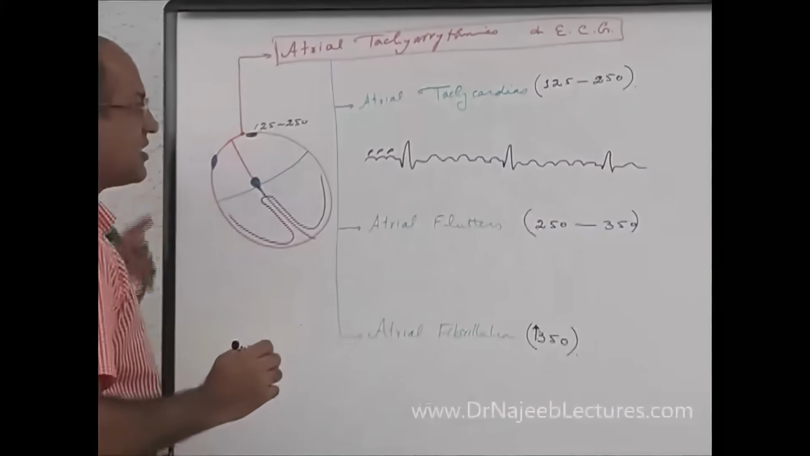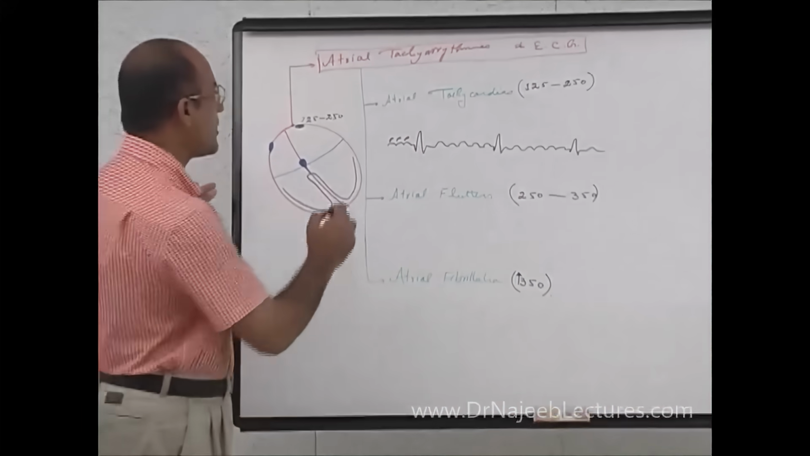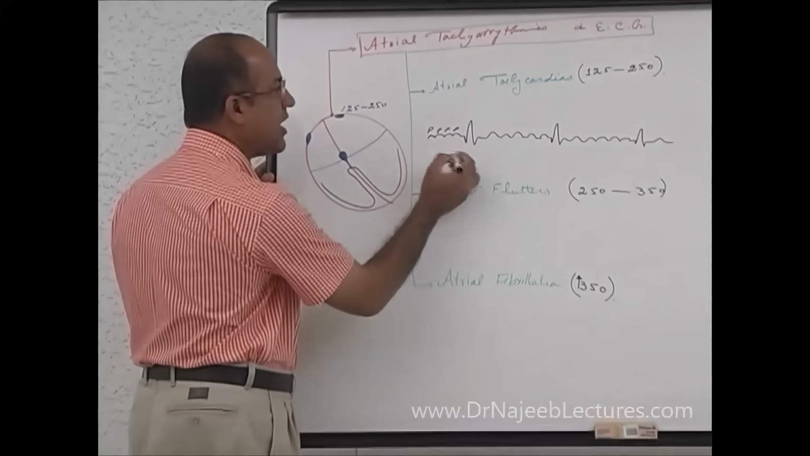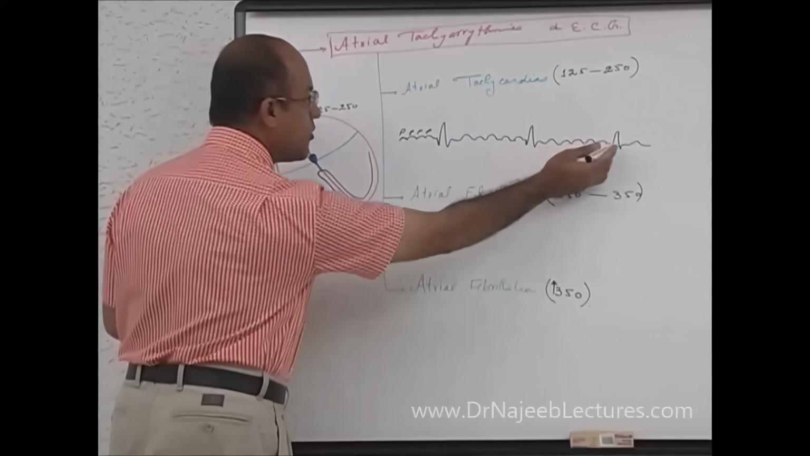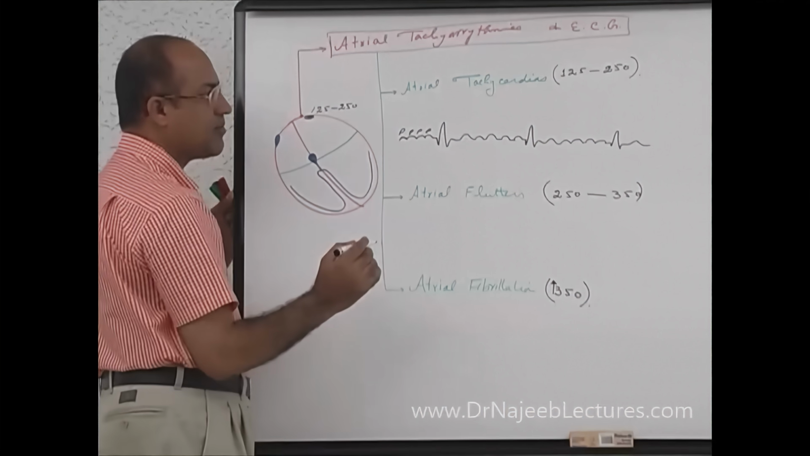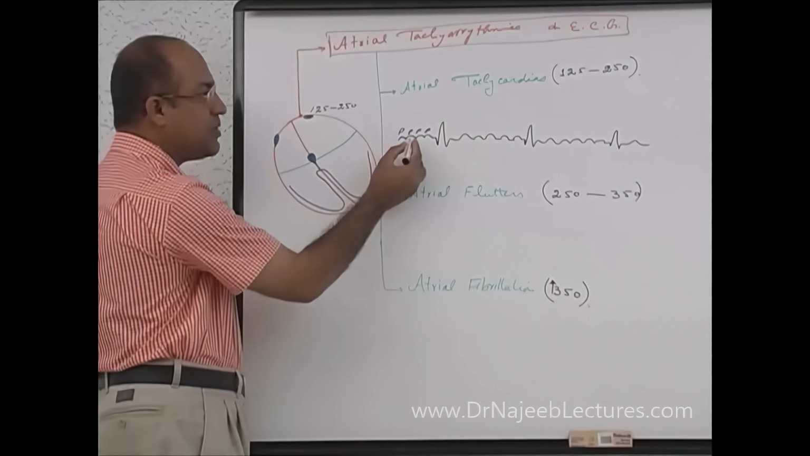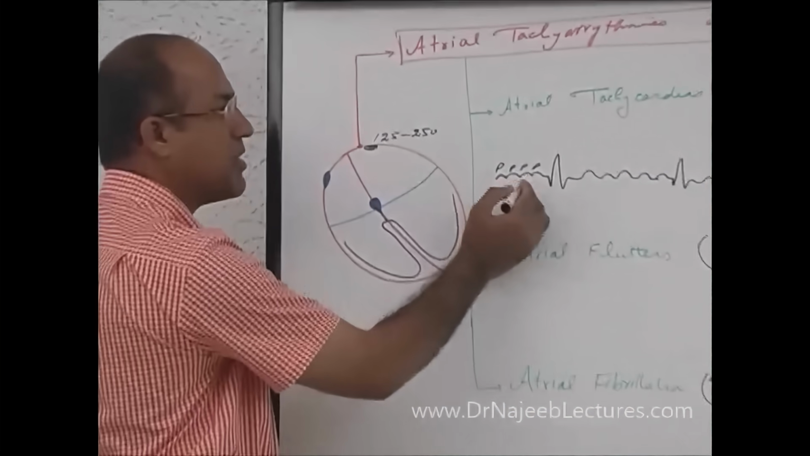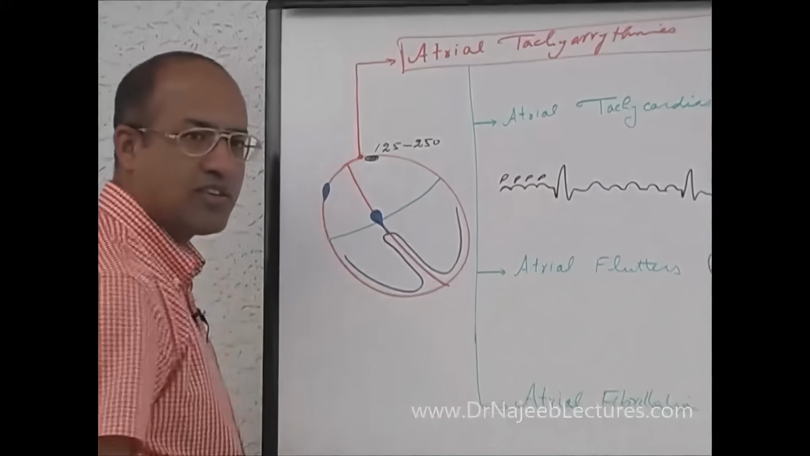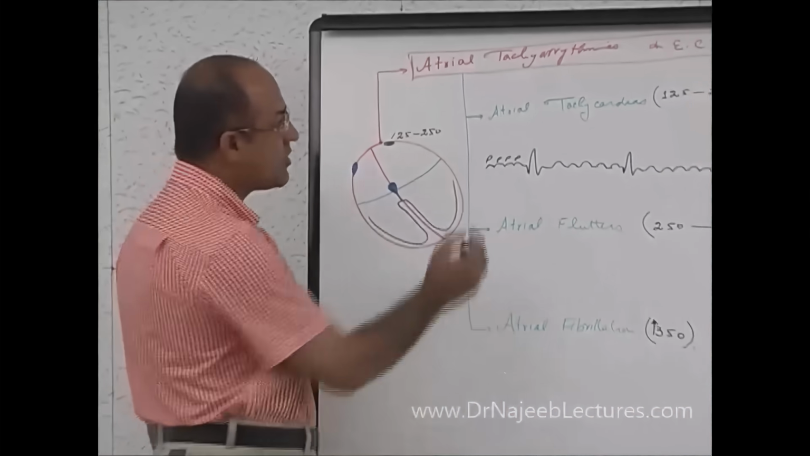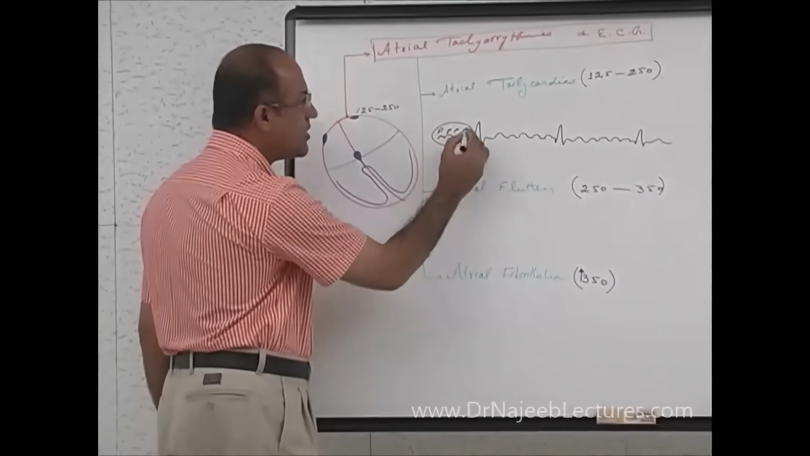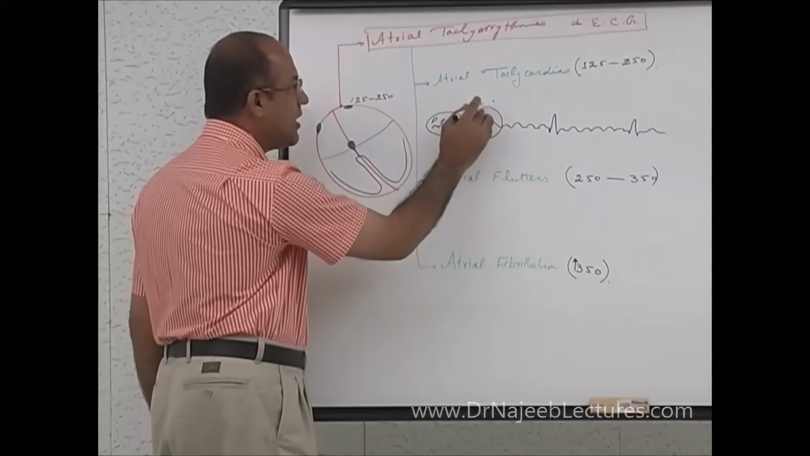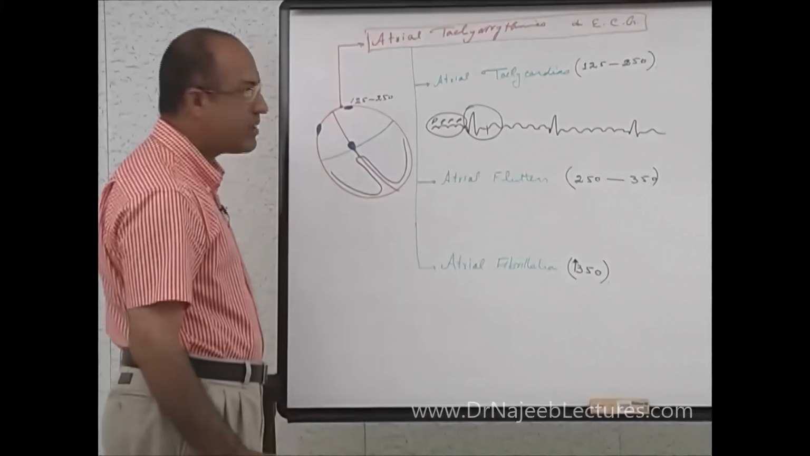So what we really see is that atrial electrical activity is very fast as compared to ventricular electrical activity. These P waves are well defined, but they are multiple, and multiple P waves are followed by one QRST complex. So multiple atrial activity is followed by one ventricular electrical activity.